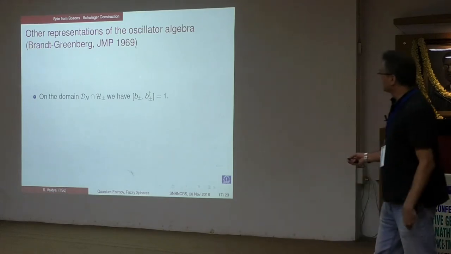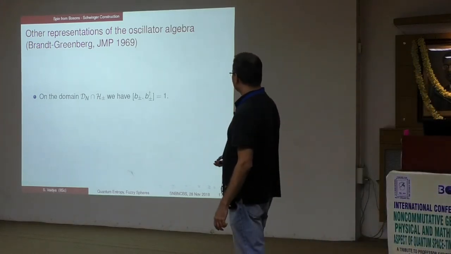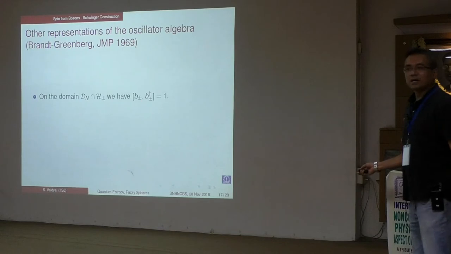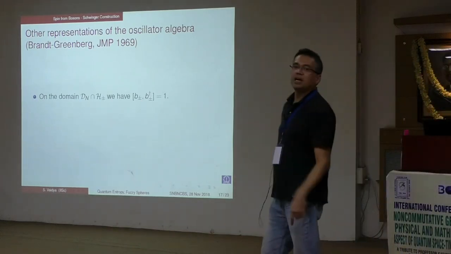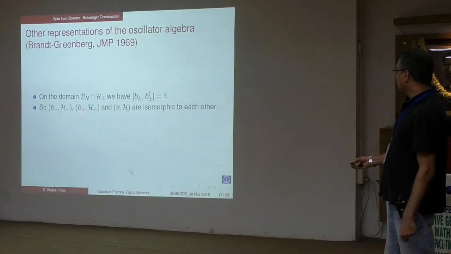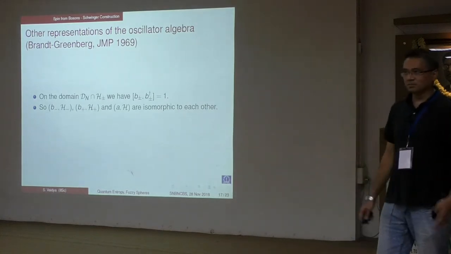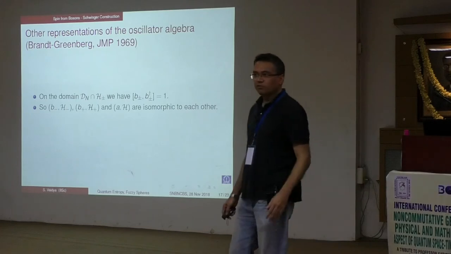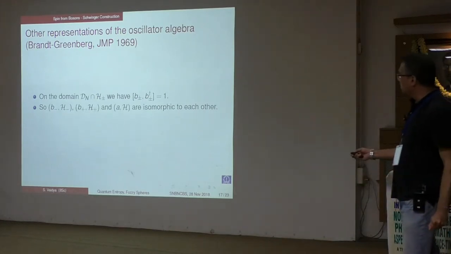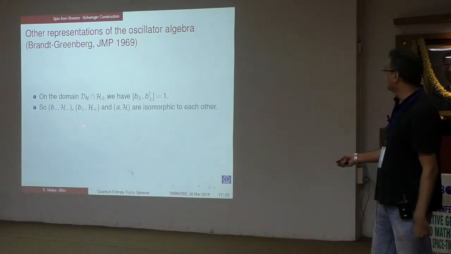These are other representations of the oscillator algebra that were constructed by Brandt and Greenberg a long time ago. What they showed is that on this domain, DN intersected with H plus or H minus, we have the commutation relation that the commutator of B and B dagger is 1, just like A and A dagger. So this pair B minus on H minus, B plus on H plus, and A on H are three ways of realizing this oscillator algebra, three representations of the oscillator. But of course, by Stone-von Neumann, they have to be equivalent to each other. So they are isomorphic to each other. They are one and the same. And in this paper of Brandt and Greenberg, they have a unitary operator which takes you from any one of these to any other of these.